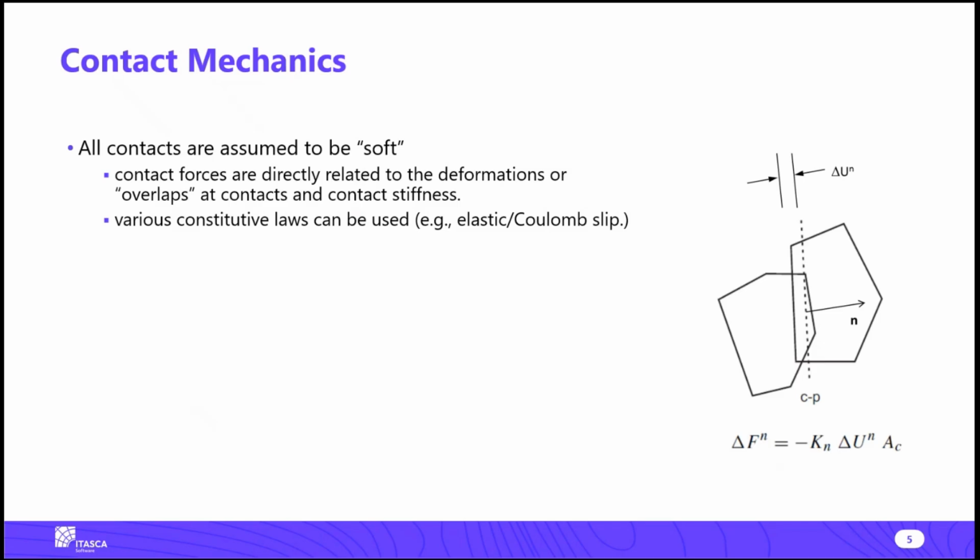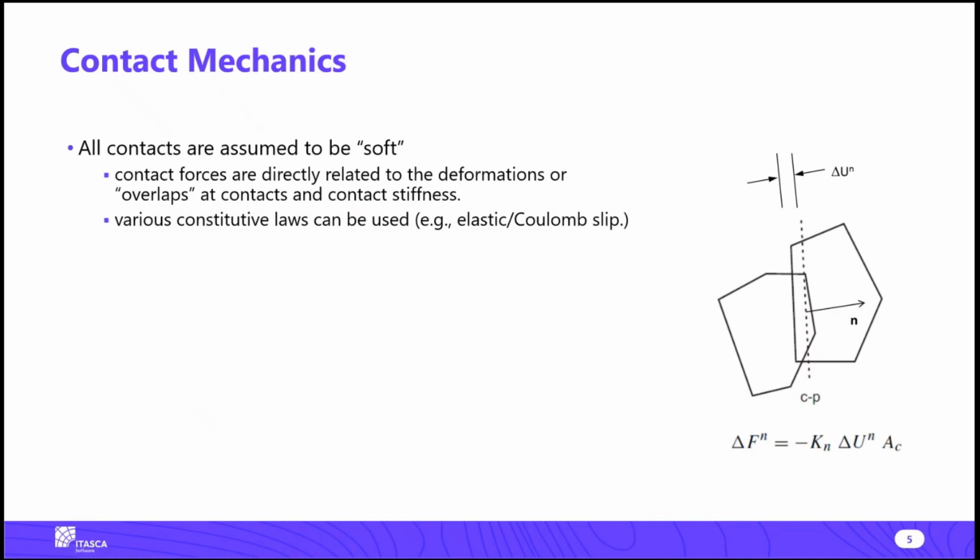With the ITASCA programs, so this includes PFC as well as 3DEC and others, we take what is called a soft contact approach. And what this means is that we allow the contacts to overlap. The forces are then calculated from this amount of overlap. In 1D, this is super easy. This is high school physics. Force equals stiffness times displacement. It's just a spring. So you can see here, the normal force is just some stiffness times the amount of overlap.